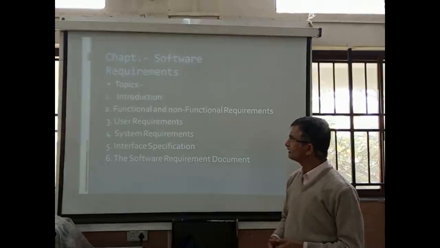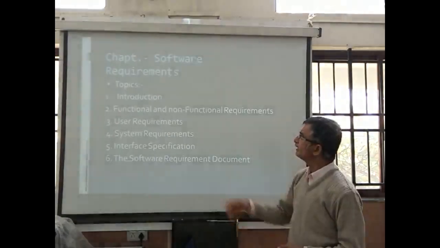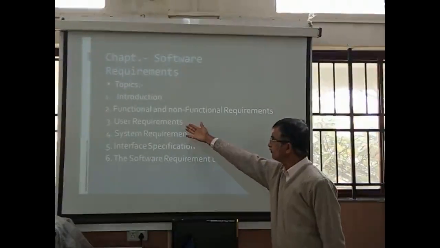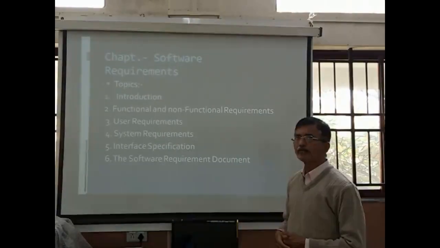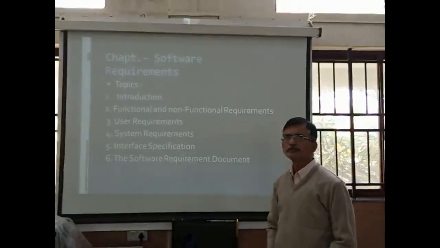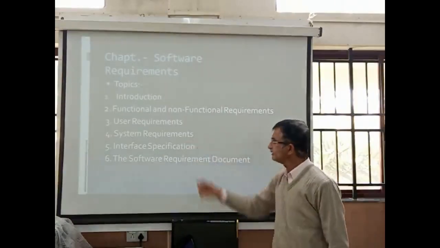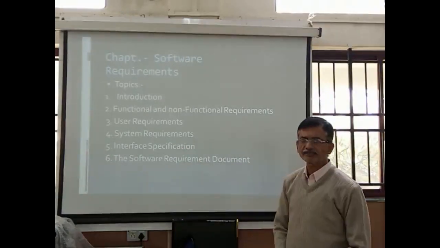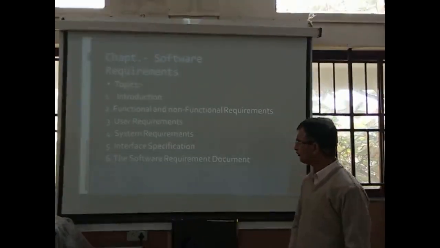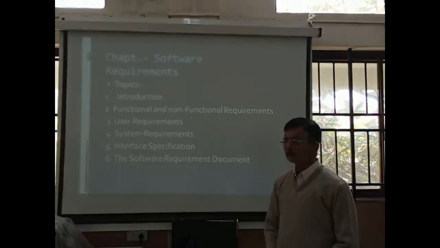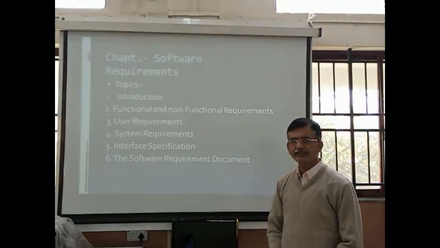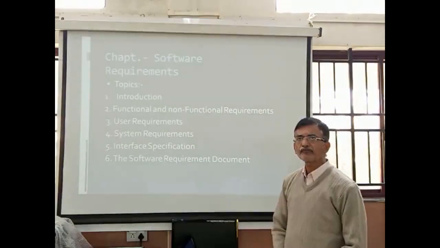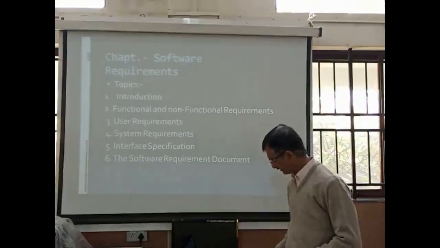In this we will consider the topics, that is introduction is the first. Next, functional and non-functional requirements. Next, user requirements. Next, system requirements. Fifth topic is interface specification, and the last topic is the software requirement document. So these are 6 topics that we will be considering in this chapter, that is software requirements. So we will take up the first topic today, that is introduction.